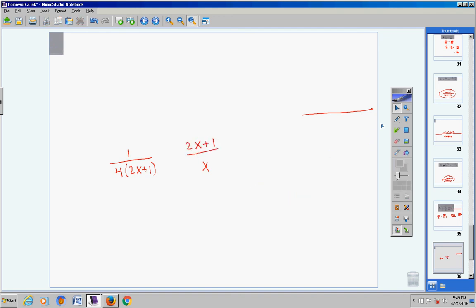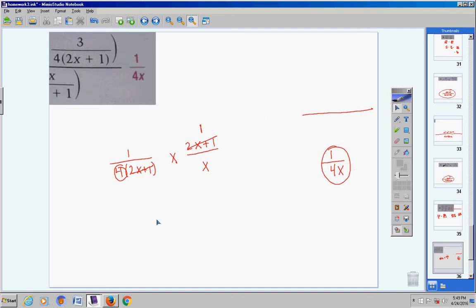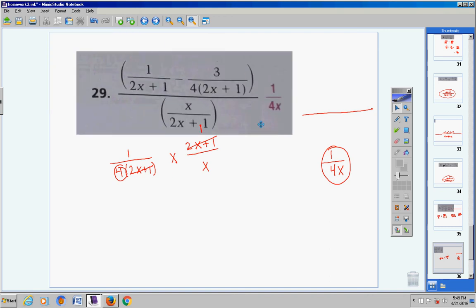And then multiply the two together. And here we go. 2x plus 1 cancels with 2x plus 1. Leaves you with a 1 here and a 4 here. 1 times 1 is 1. 4 times x is 4x. 1 over 4x. And that's the correct answer. Alright, moving on to number 33.